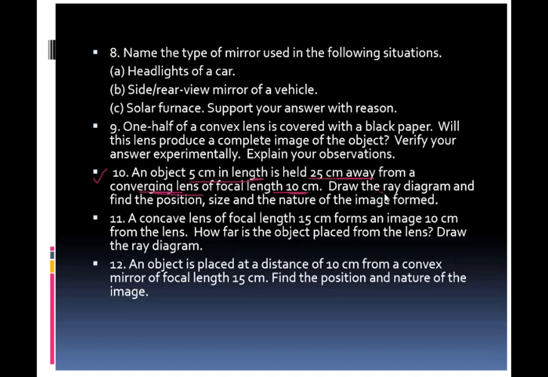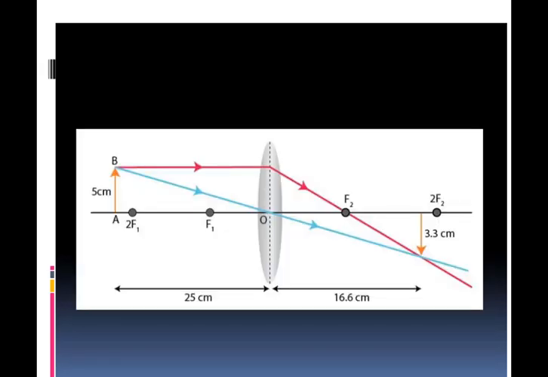So first we need to draw the ray diagram. This is the ray diagram of the given question. This is the object whose height is 5 centimeter. It is kept at a distance of 25 centimeter from the convex lens, that is the converging lens. This is the first ray, parallel to the principal axis, moving through the focus. This is the second ray, passing through the optical center. These two rays will meet at this point where the image is formed.